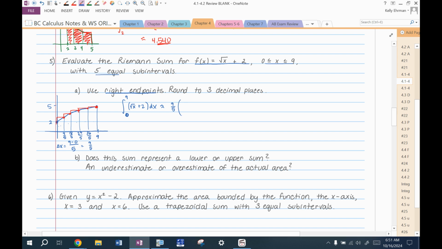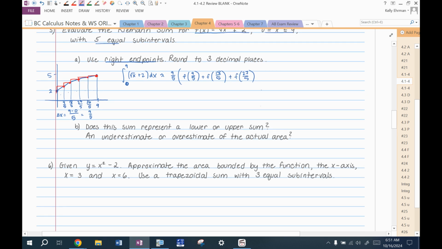All right, so the first height of the first rectangle is f of 9 over 5 plus f of 18 over 5 plus f of 27 over 5, plus f of 36 over 5 plus f of 9. If you have 5 equal subintervals, you should have 5 function heights here because there are 5 rectangles, right? Every function height that you write in represents the height of the rectangle that you're adding in.